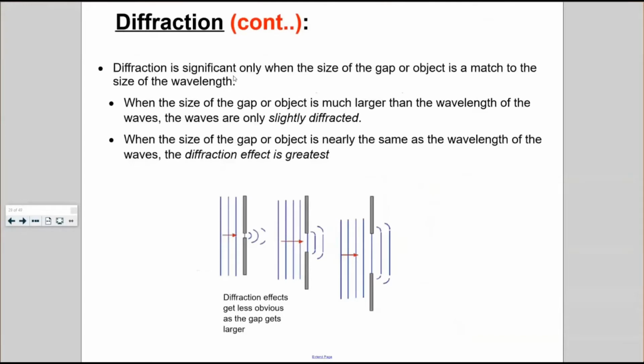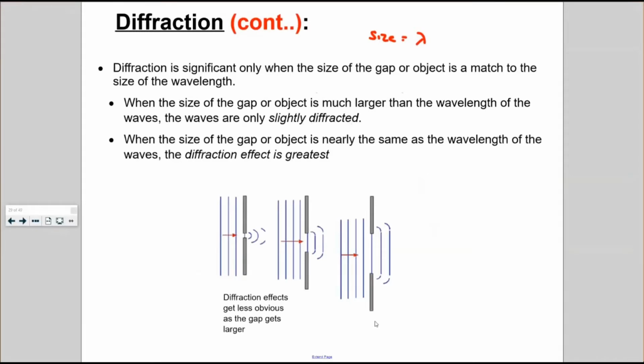Now, diffraction is significant only when the size of the gap or object is a match to the size of the wavelength. So if the size of your object or the size of the gap is almost equal to the wavelength, then diffraction is significant. When the size of the gap or the object is much larger than the wavelength, the waves are only slightly diffracted.